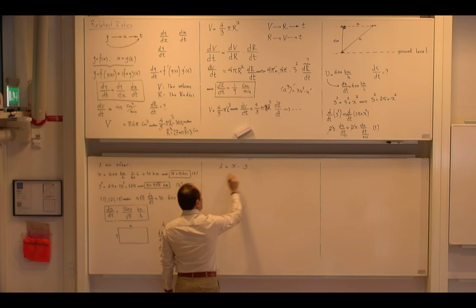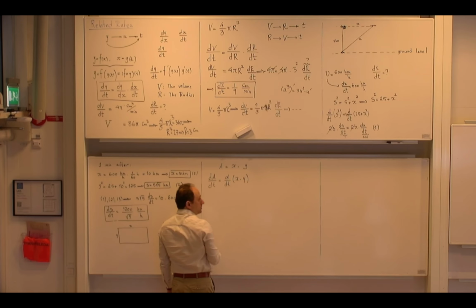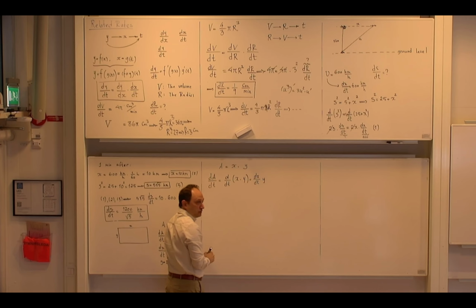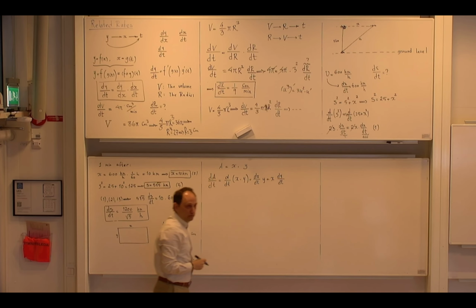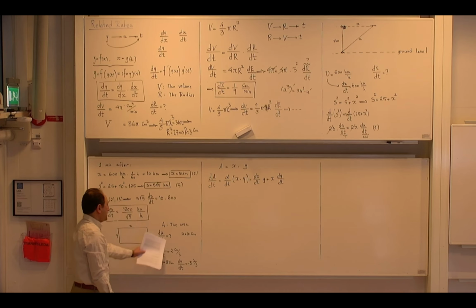So what I would write is dA/dt equals d/dt of this quantity. But this is a product, so I have to use the product rule. It becomes the derivative of the first one with respect to time multiplied by the second one, plus the first one multiplied by the derivative of the second one with respect to time. Yes? And the problem is solved, because that's my question mark.